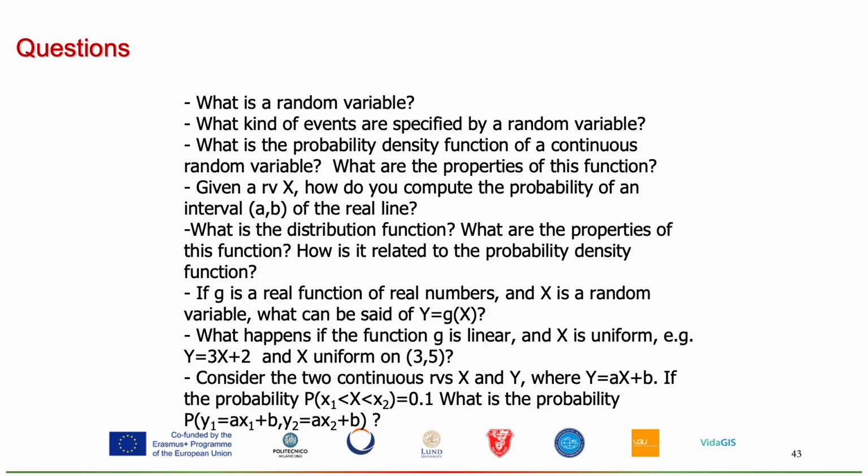Consider two continuous random variables x and y, where y is again ax + b. If the probability that x belongs to the interval [x1, x2] is equal to 0.1, what is the probability that y ranges in the interval y1 = ax1 + b and y2 = ax2 + b?